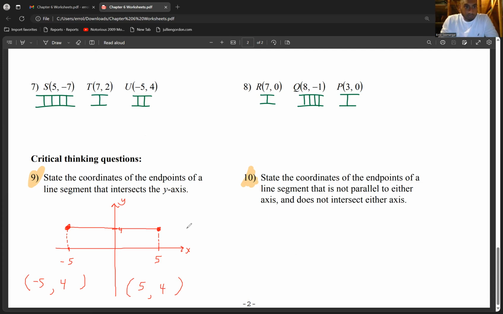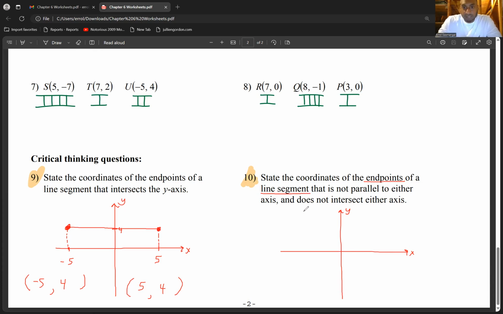All right, 10. Any questions on 9 before we go to 10? Okay. State the coordinates of the endpoints of a line segment that is not parallel to either axis and does not intersect either axis. Here are our axes, there's our x, there's our y. You know what parallel means? Okay, so you know what endpoints mean?